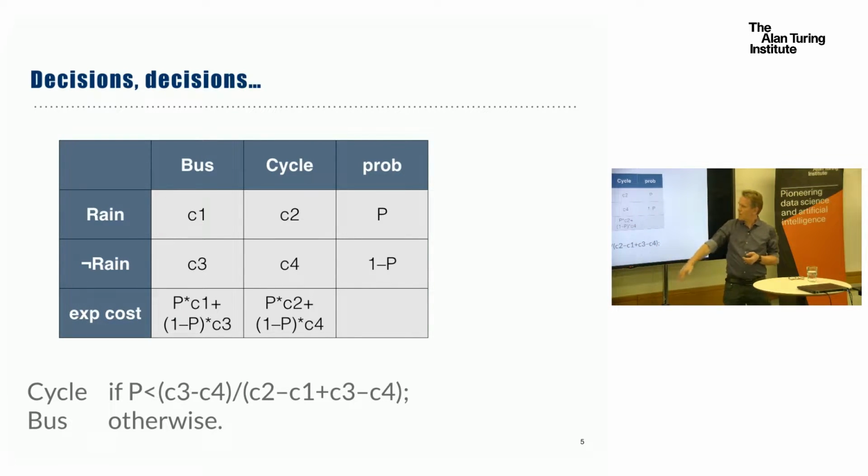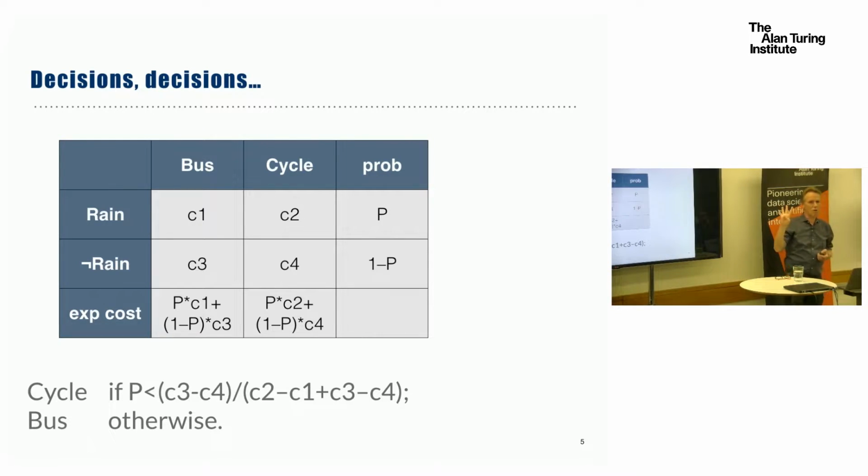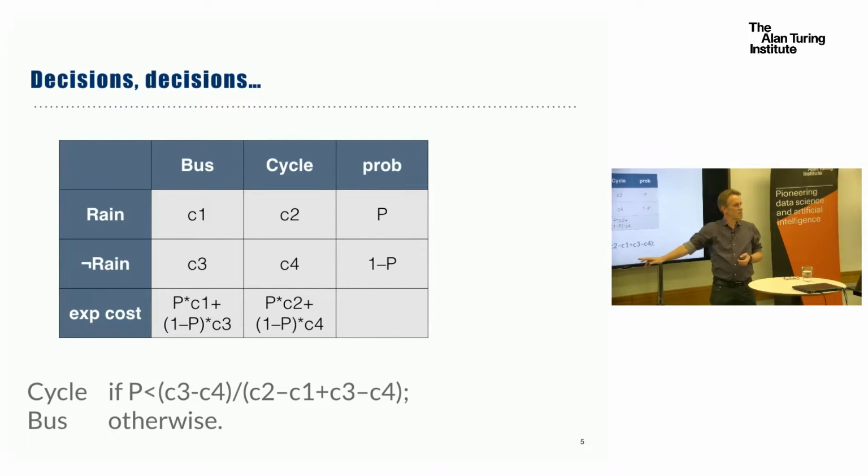Doesn't really matter, but the key point is that there's only 1 degree of freedom here. So you have 4 cost parameters, but in the end, for decision-making purposes, there's only 1 degree of freedom, and that is in terms of this ratio of differences. Okay, so you can normalize this.